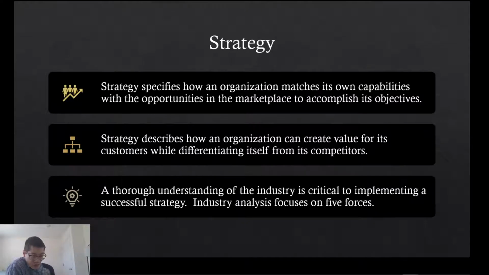This is what a strategy is, and to be able to implement an effective strategy, we have to understand the nature of the industry, because you need to understand what this industry is all about, and then you can design your own strategies. Otherwise, it's going to come out of nowhere, with nothing to support your strategies, and more than likely it's not going to be successful.